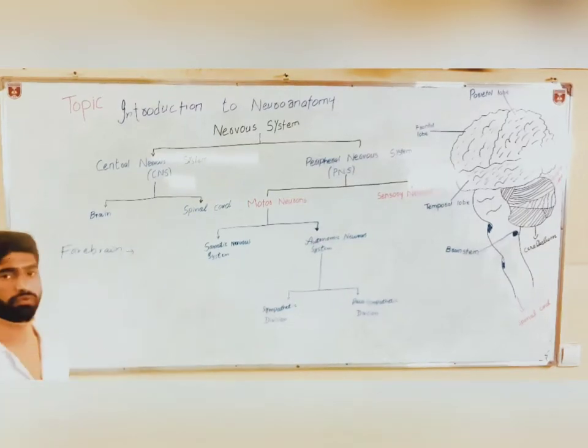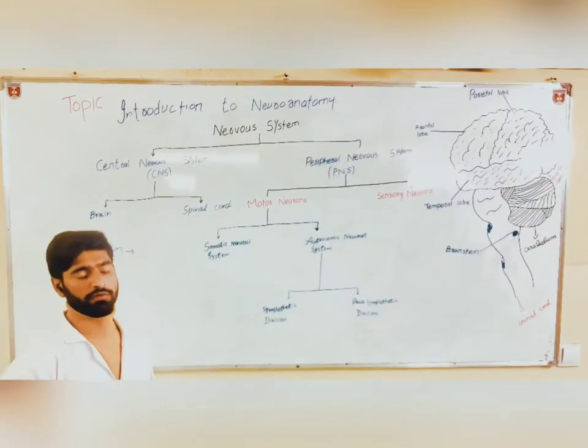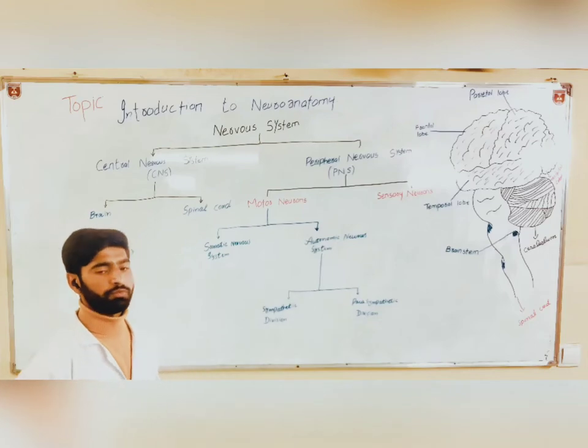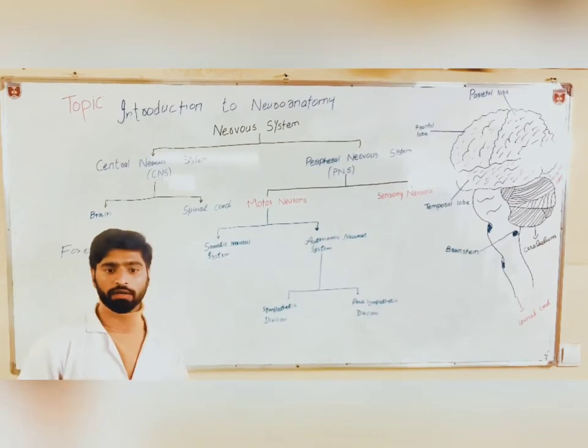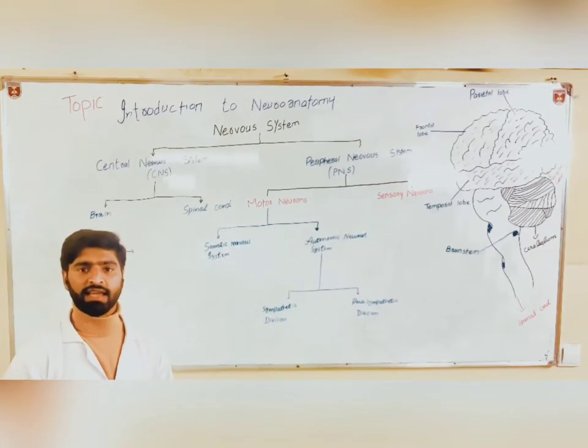Pons is used for respiration. Our pons is used for the respiratory system of our body. Then medulla oblongata is used in vomiting, sneezing and coughing.